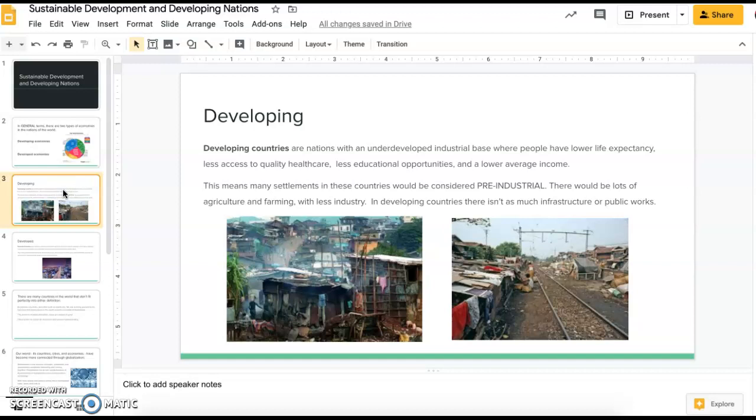Developing economies are nations with an underdeveloped industrial base, so where people might have lower life expectancy, they maybe don't live as long, they have less access to quality health care, less educational opportunities, and a lower average income. This means that many settlements in these countries would be considered pre-industrial. There would be lots of agriculture and farming with less industry. In developing countries, there isn't as much infrastructure or public works, which means we might not be able to see organized or sustainably built metropolis or megalopolis cities in these countries.